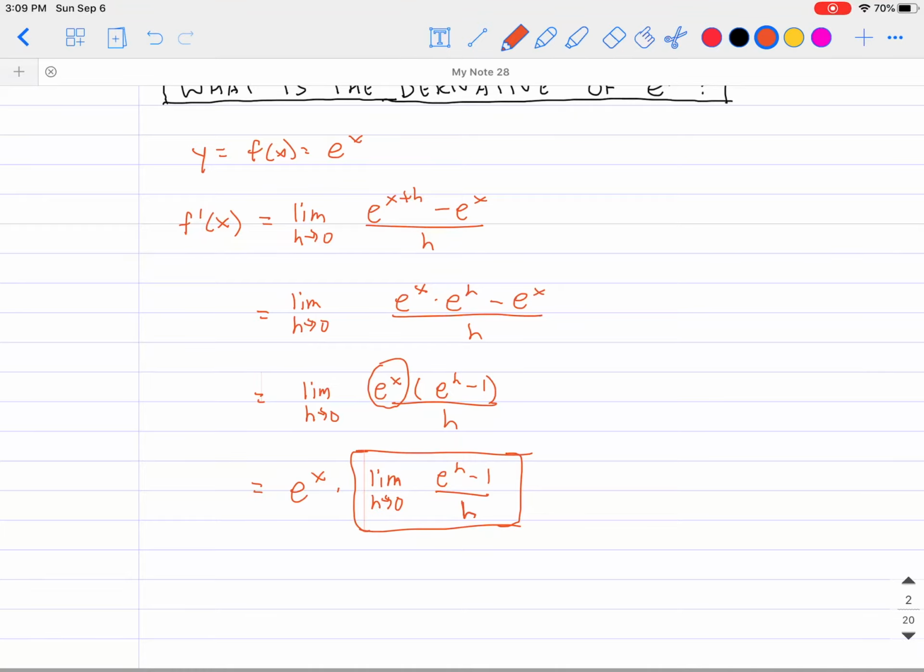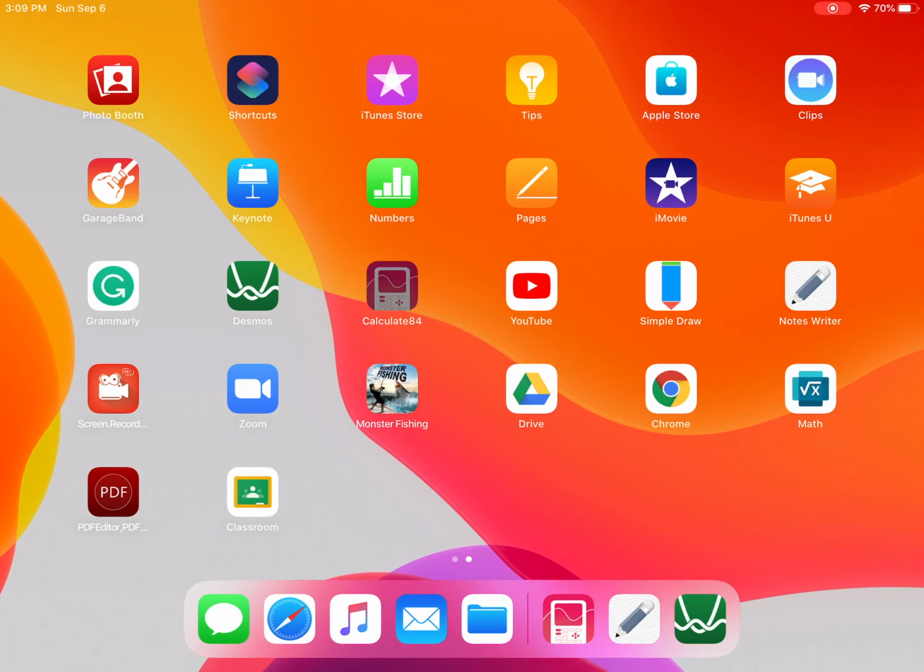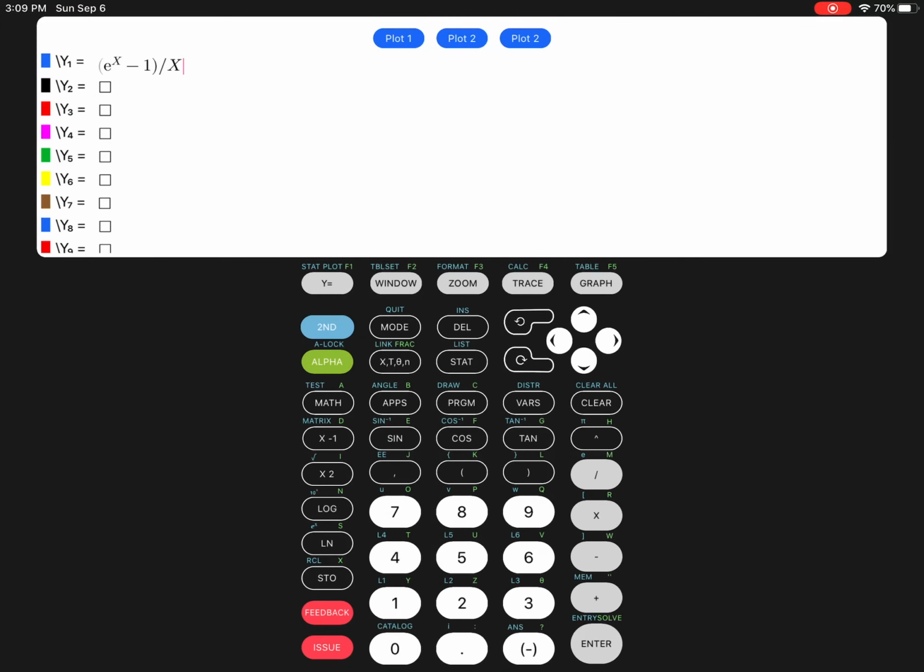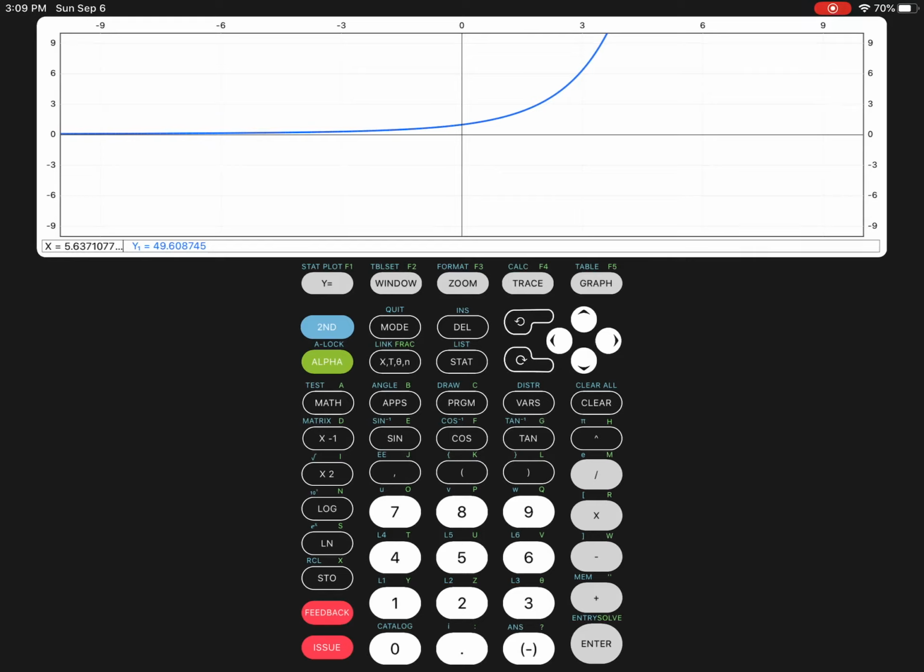So now if we could figure out what this guy over here is equal to, then we're pretty much done. Unfortunately, we cannot do this by hand, so I'm going to use a calculator to help me out a little bit so you can see what's happening. So we're going to go to the calculator over here, and you can see that I did set that up: e to the x minus 1, all over x. x is basically h in this case because there's no h in this graphing calculator.